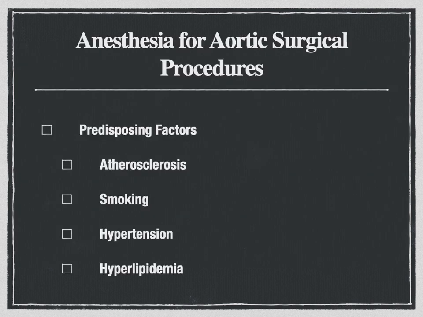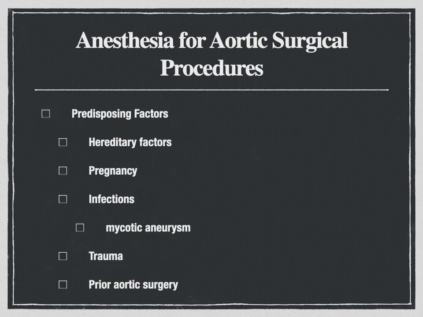Some of the predisposing factors for aneurysms include atherosclerosis, smoking, hypertension, hyperlipidemia. Also, there can be hereditary factors, the changes due to pregnancy, changes with infections, and you can have something that's called a mycotic aneurysm. There can be traumatic causes that interrupt one of those three layers of the arterial wall that can cause an aneurysm, or you can have had prior aortic surgery, which puts you at increased risk for an aneurysm.